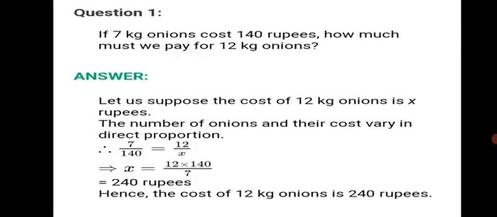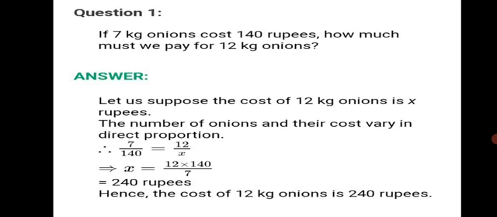Question number 1. If 7 kg onions cost 140 rupees, how much must we pay for 12 kg onions? So now we have got to find out how much we have to pay for 12 kg onions. So our first step will be we'll have to assume it to be x. So see the answer. Let us suppose the cost of 12 kg onions is x rupees.